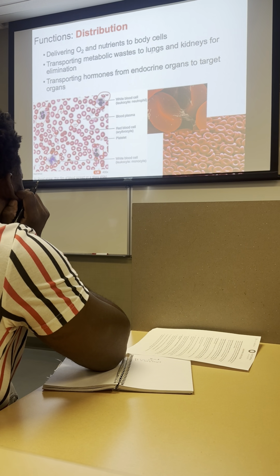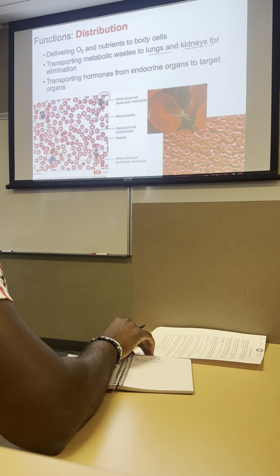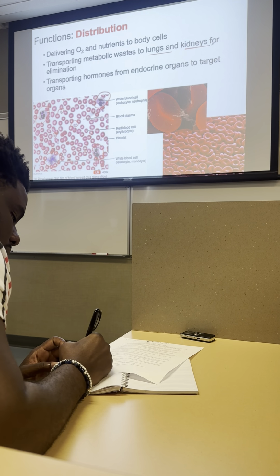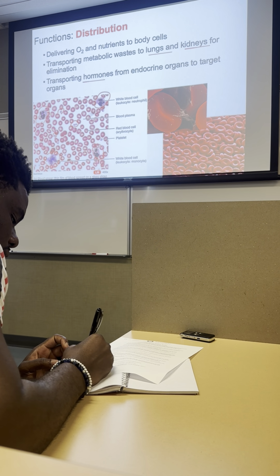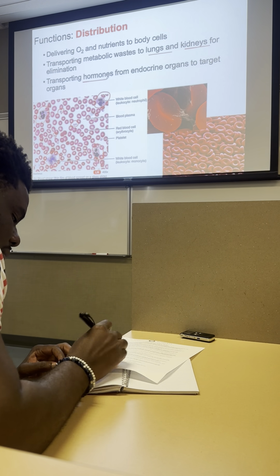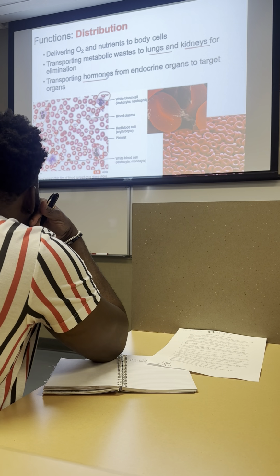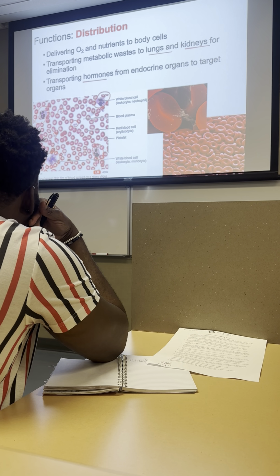That's what they mean by lungs and kidneys. So it's sending these substances to these areas. And of course, in blood, we transport hormones, correct? How do hormones get from the pituitary gland to your testes or your ovaries? Through the blood. So the blood is transporting hormones from the endocrine system. So distribution, do we understand that function of the blood?